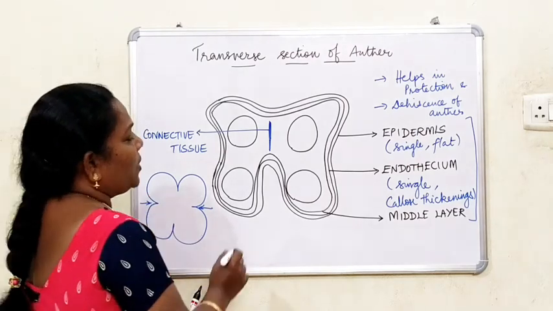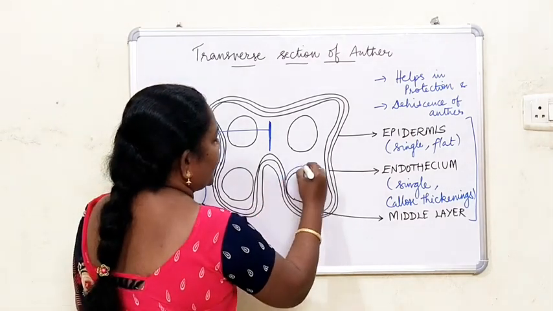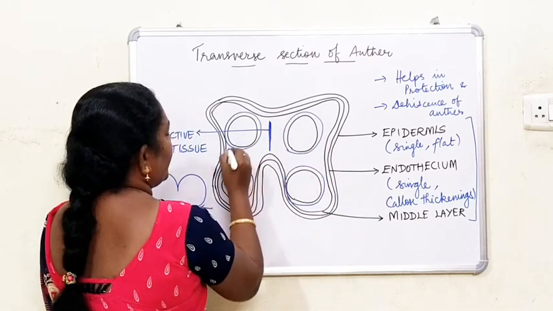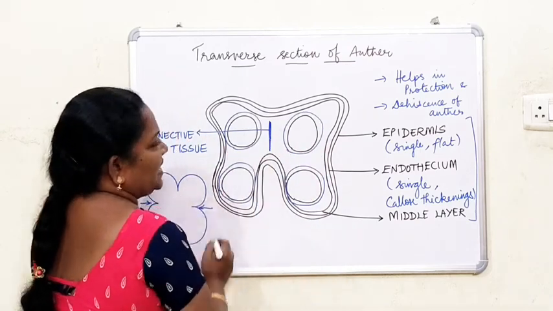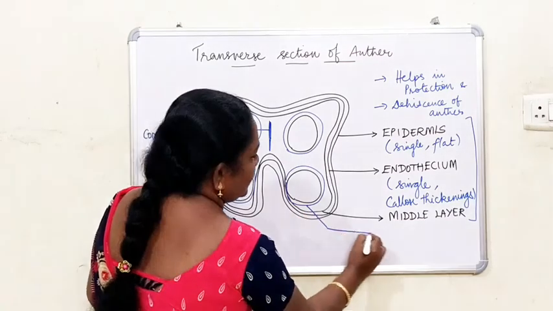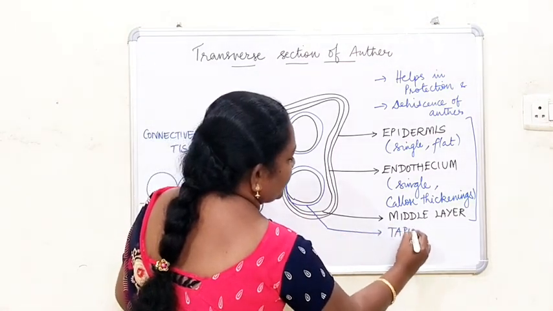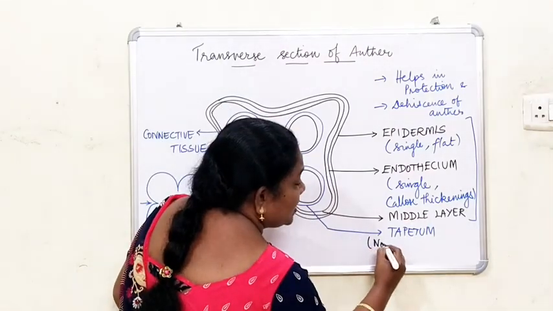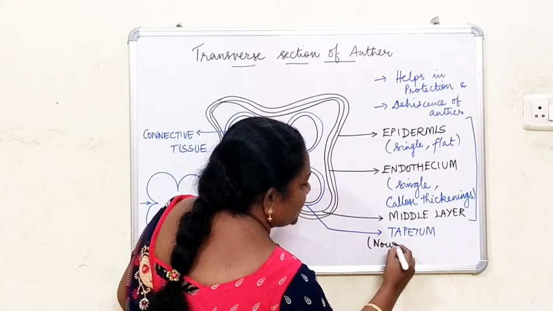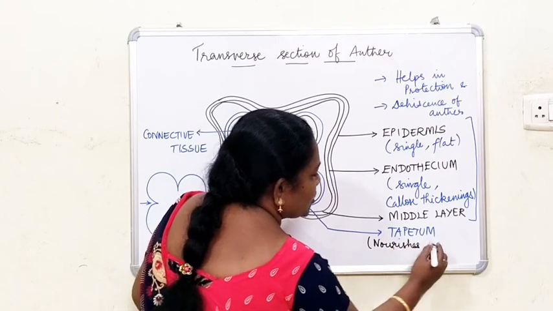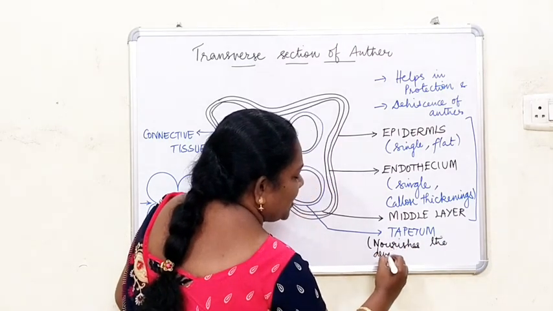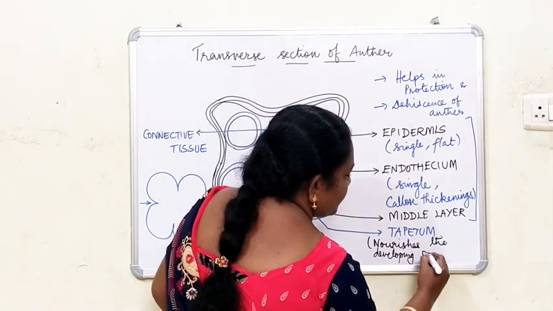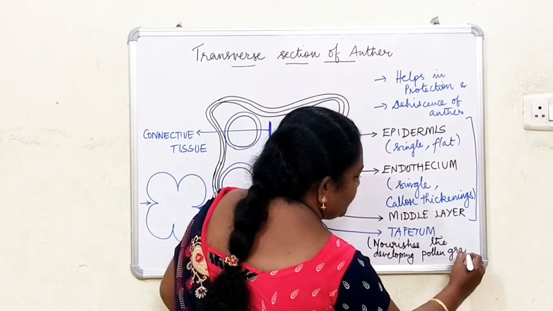Now here there is another layer, the innermost layer. This is called the tapetum. I'll mark it here. What is the function of this tapetum? It nourishes the developing pollen grain. This is a very, very important point to be noted. It nourishes the developing pollen grain.